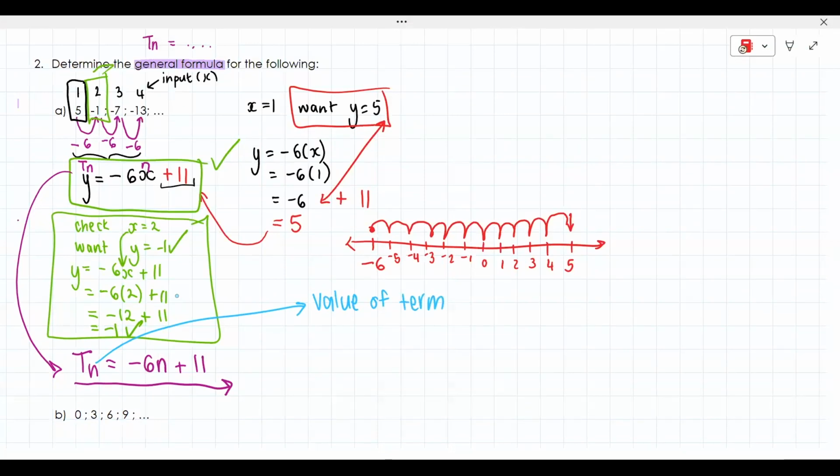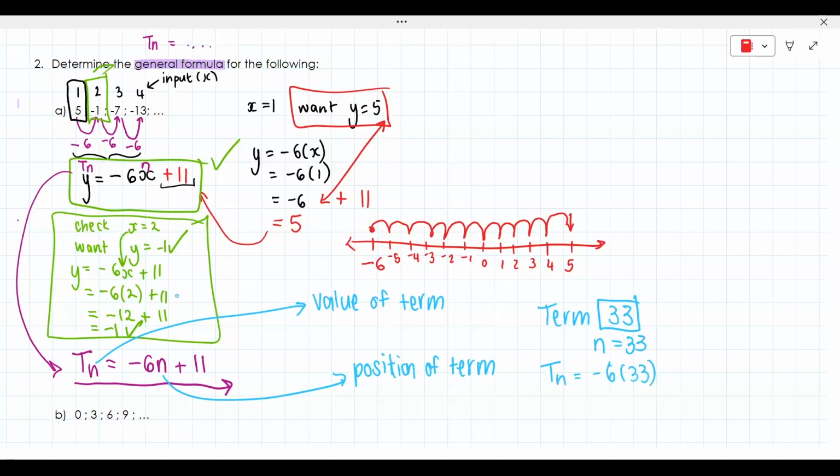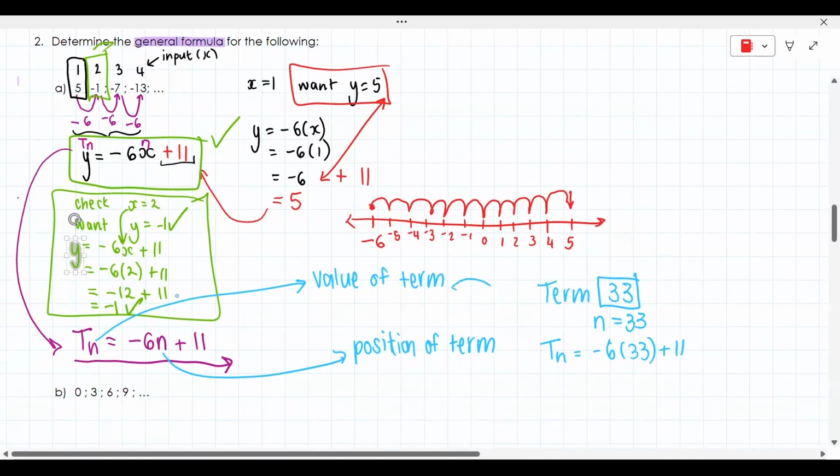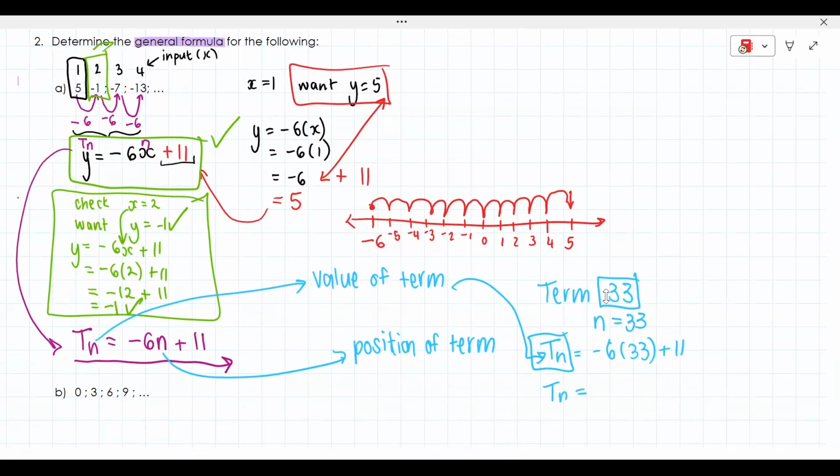Right, I have told you Tn is the value of our term at a specific position, and n is the position of the term. So if I now wanted, say, for example, term 33, I'm giving you the position of the term, so I know that that's n, and I could substitute that into my formula. So Tn is equal to -6 times 33 plus 11, and I could get the value of my term at position 33, or whatever it is, whatever I ask you for.